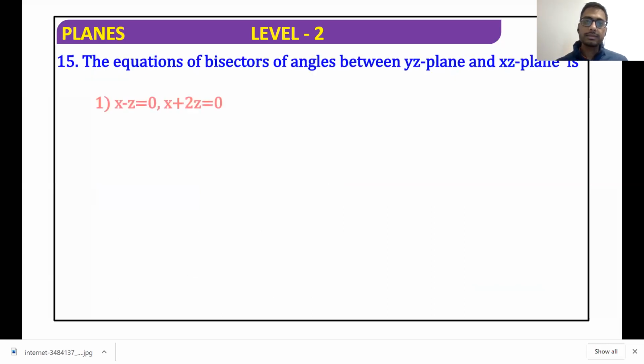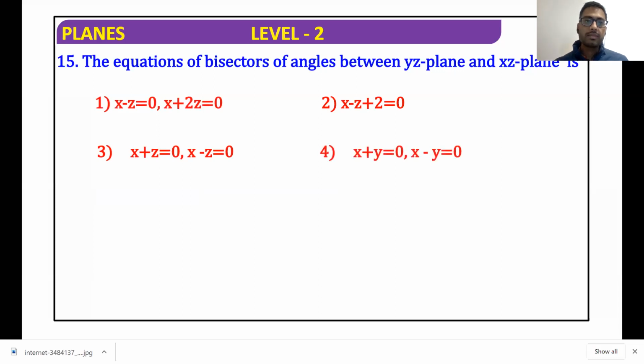Okay, let's see the next. The angle bisectors of angles between the YZ plane and XZ plane, directly the simple answer is x equal to plus or minus y. Angle bisectors for YZ and XZ plane. So the answer is x is equal to plus or minus y. Therefore, the two equations, shifting y to the other side, are either x plus y is equal to 0 or x minus y is equal to 0.